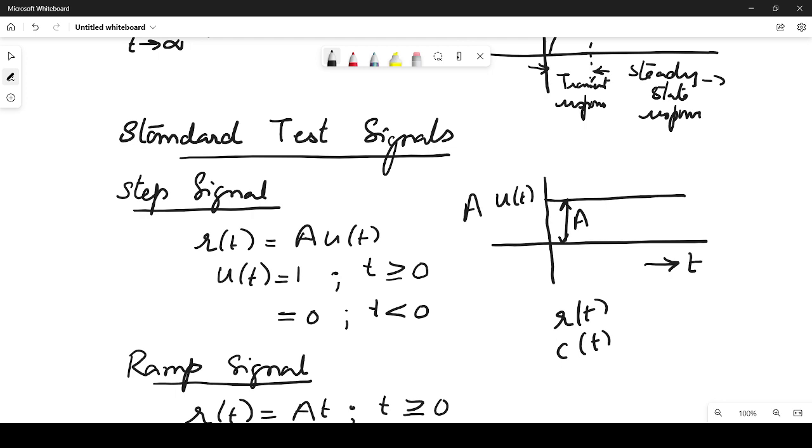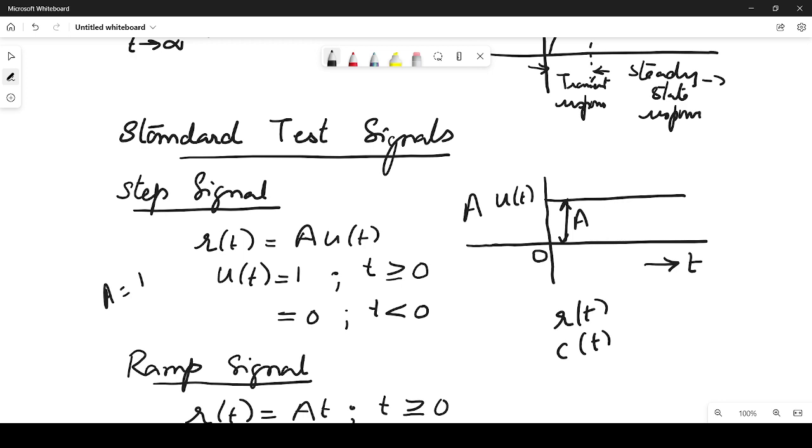The mathematical representation of the step signal is R(t) = A u(t), where u(t) is equal to 1 for t greater than 0, and equal to 0 for t less than 0. So you can see that for t greater than 0 it has the magnitude, and for t less than 0 the magnitude is 0. This is how we represent the step signal. For A equal to 1, we call it a unit step signal.